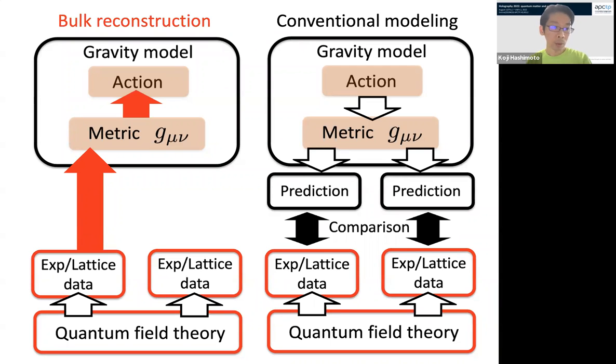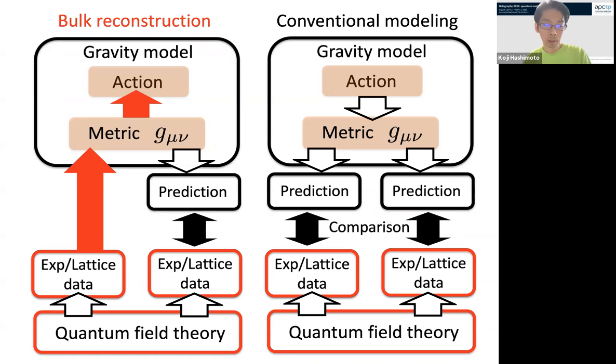However, if you complete this procedure, then you have the gravitational action. So from that, you can do everything. For example, you can compute the entropy of a black hole, which is one of the predictions from the gravity model, or you can solve another fluctuation around the metric, and you have the prediction. And then you compare that with other experimental or lattice data, and you can say whether this model is good or not. So in this way, the bulk reconstruction actually gives you a better model, which at least completely matches with the experimental data from strongly coupled QFT.